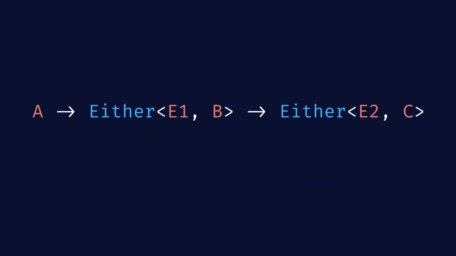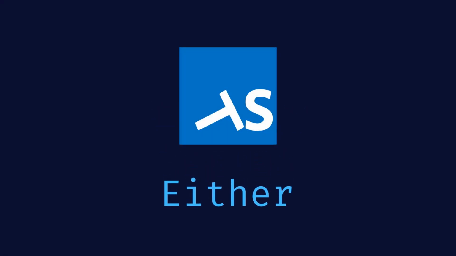Let's see a concrete example of how we can do these sequential operations that can fail using the Either type and the utils that fp-ts provides. Let's say that we want to define a function, decodeUser, which decodes an encoded user object.